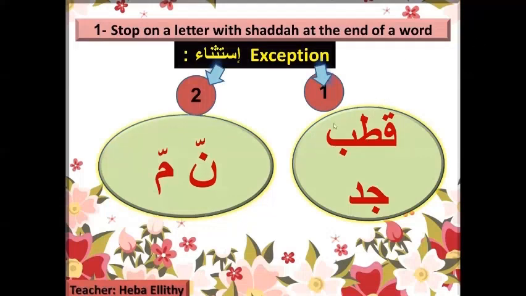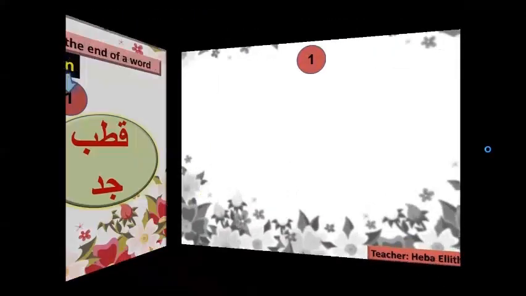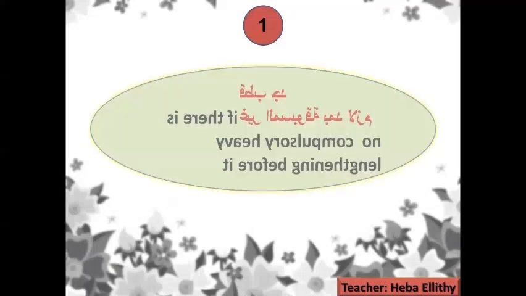Right now we will start to explain this case and see when we can not make nabr on it and when we can make nabr on it. After we finish this case, we will go to the other case and explain it. Remember this shape, this drawing in your mind so you can get it. Right now we will explain the letters of قطب جد in the nabr case.